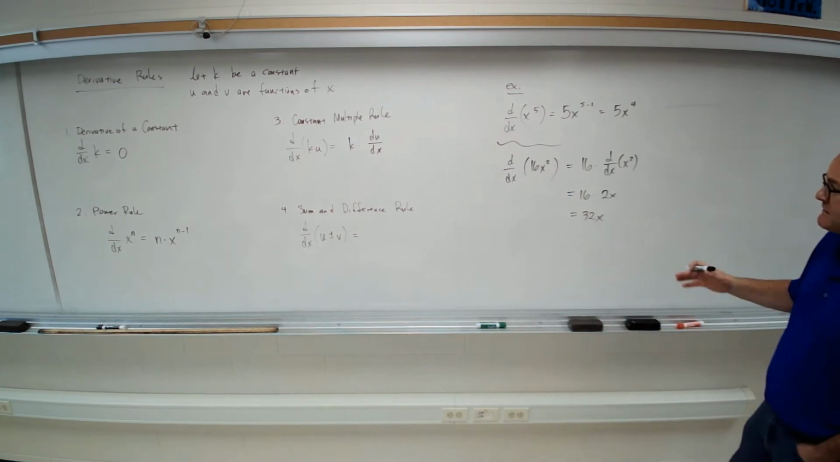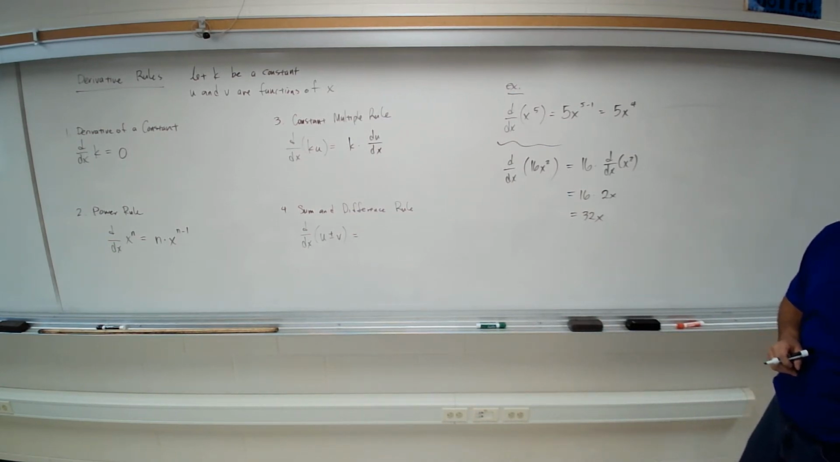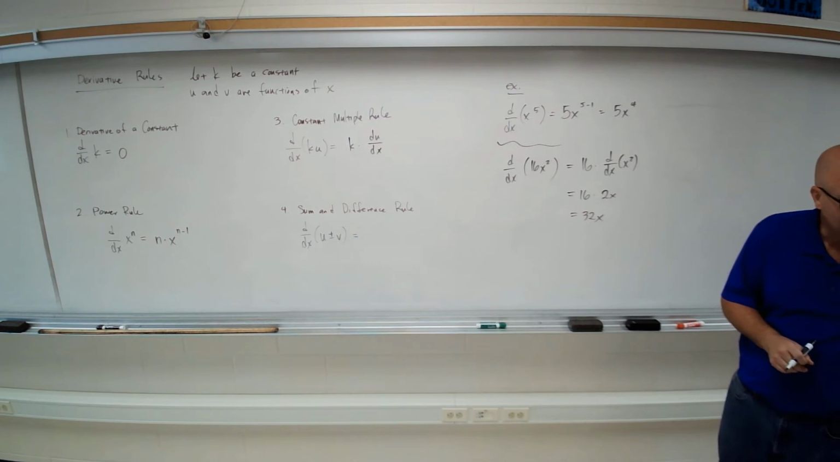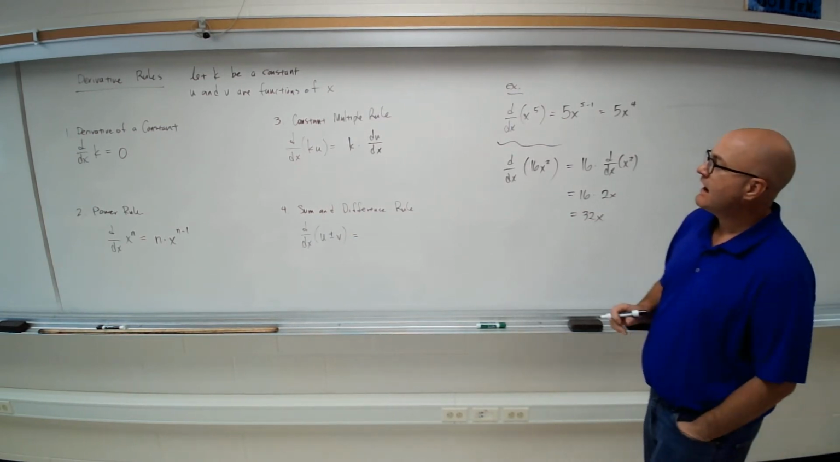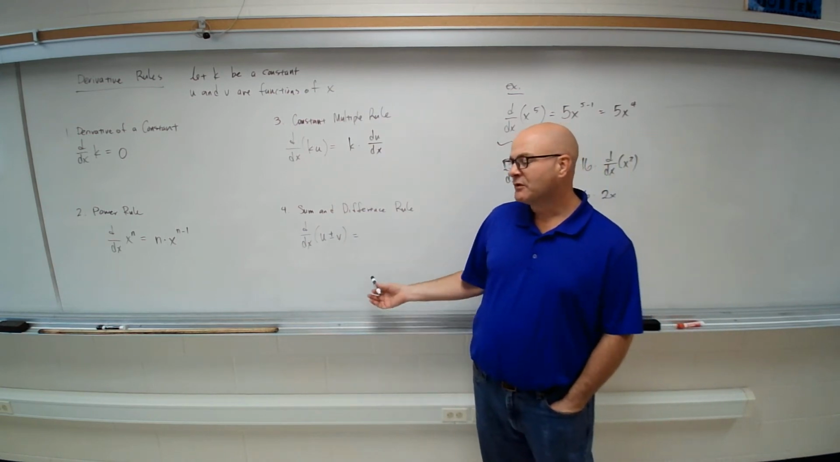You can also see some different notation there. We'll try to look at that with some examples here in a minute. Sometimes you get the y prime notation instead of the differential notation. Last up, we have the sum and difference rule.